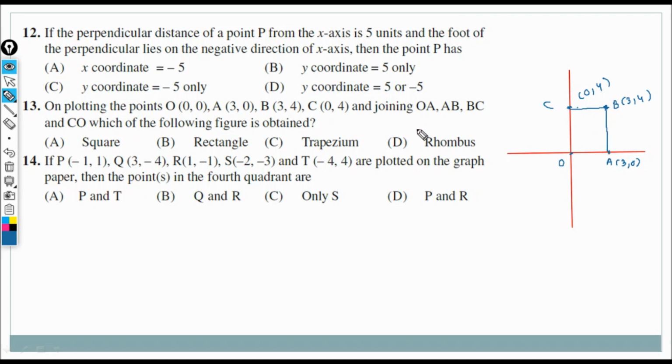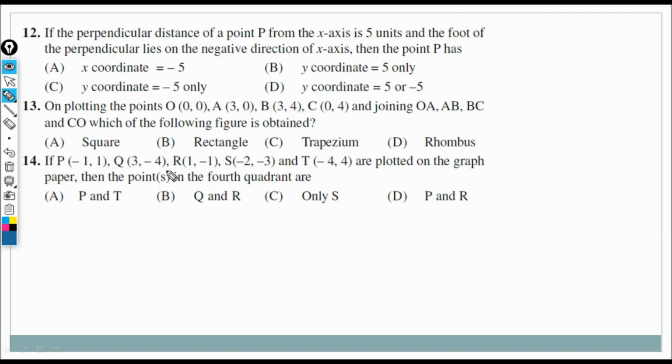OA, AB, BC and OC, which of the following figures is formed? See students, this distance is 4, ये भी 4 है बच्चों. Sorry, this is 3 है बच्चों distance, and this distance is 4. So it is a rectangle. Question number 14 बच्चों.